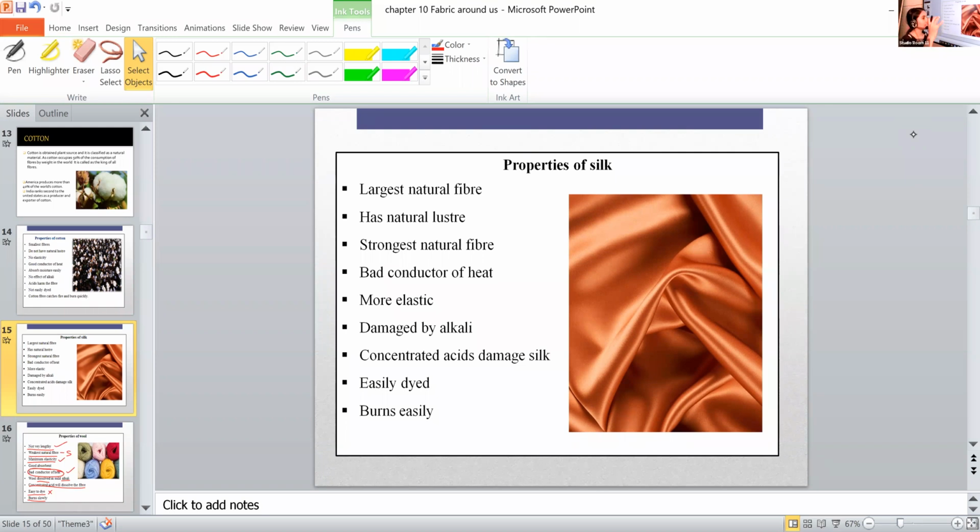We take the cocoons and heat them in water. Heat the cocoon in hot water. That's the first stage. The cocoons are heated in water for obtaining the silk fiber. That is the first stage in silk processing. We collect all the cocoons and heat them in water.